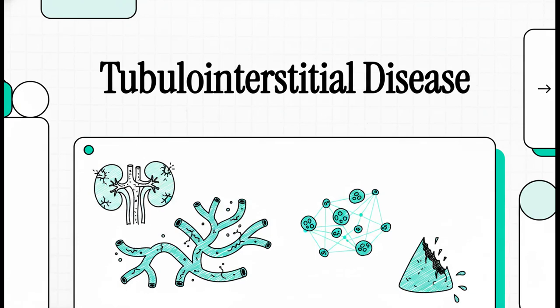Welcome to this explainer. Today, we're diving straight into the deep end of the kidneys to demystify three major tubulointerstitial diseases. These are the notorious culprits behind intrarenal acute kidney injuries. If you've ever looked at renal failure and wondered what exactly is breaking down deep inside the kidneys, well, you're in the exact right place.